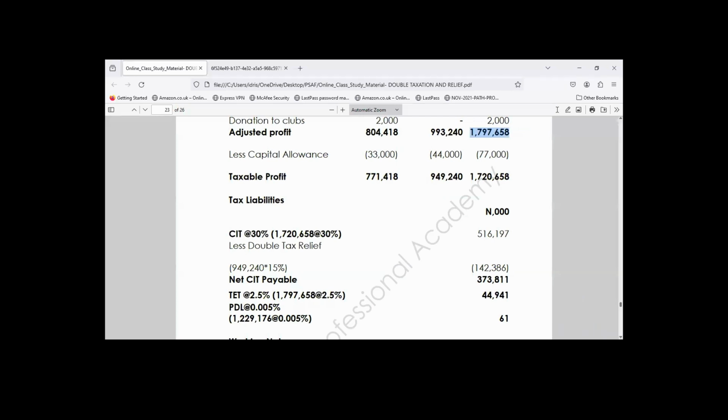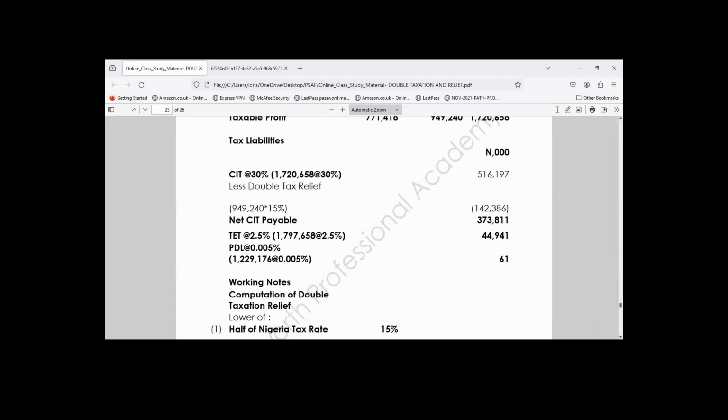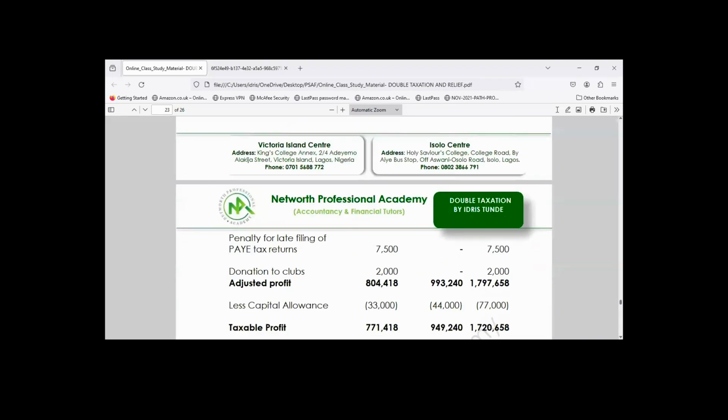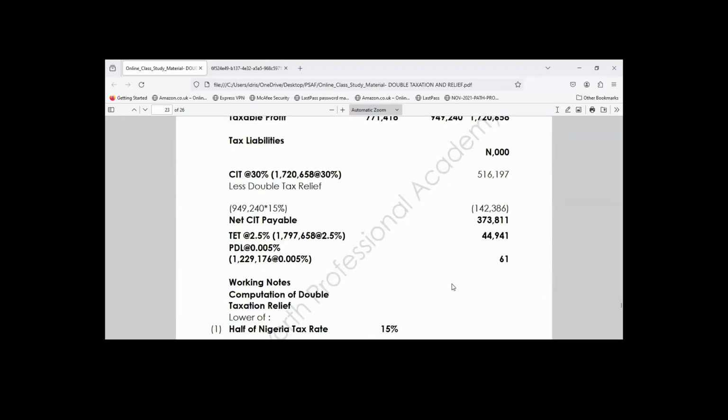I can also compute for police development levy. Police development levy is 0.05% of net profit, of the total net profit, which is this. So those are the tasks. In this question, I compute for three tax liabilities: company income tax, tertiary education tax, and police development levy.